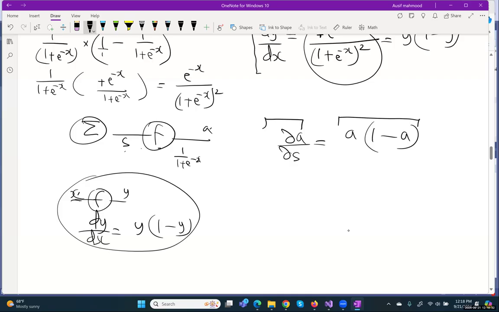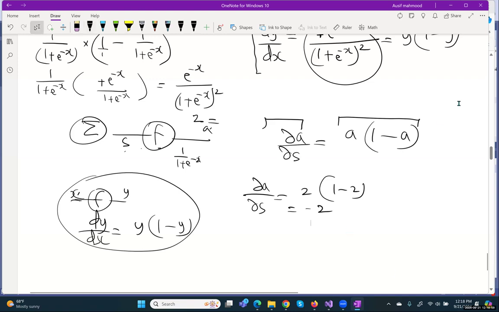So in other words, what I'm trying to say is, let's say at some point in time, A happens to be, let's say, 2. Suppose it's 2. So what is then partial A over partial S? It will be 2 times 1 minus 2, which is minus 2. So it's very easy to calculate.